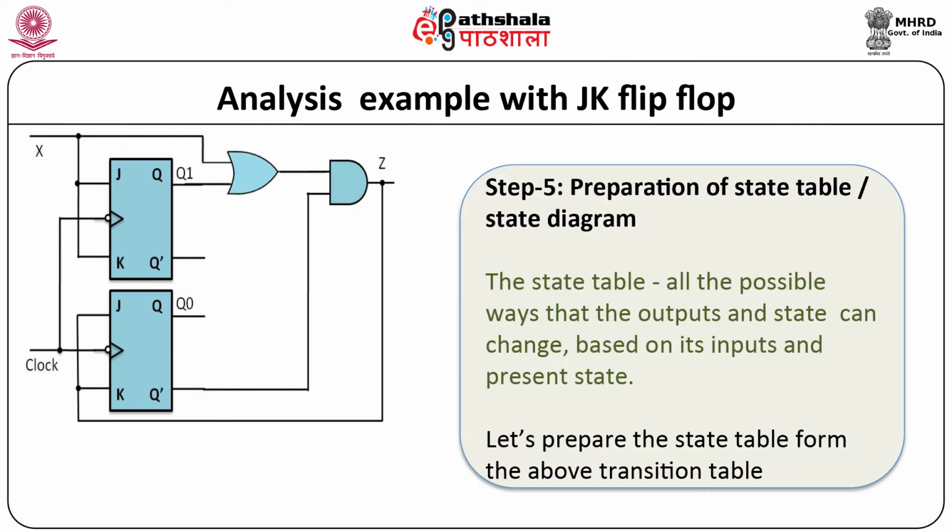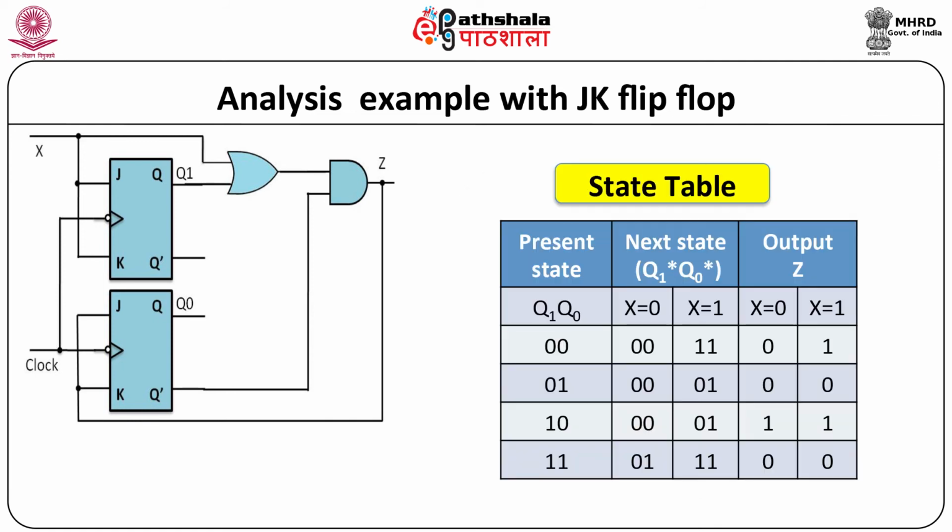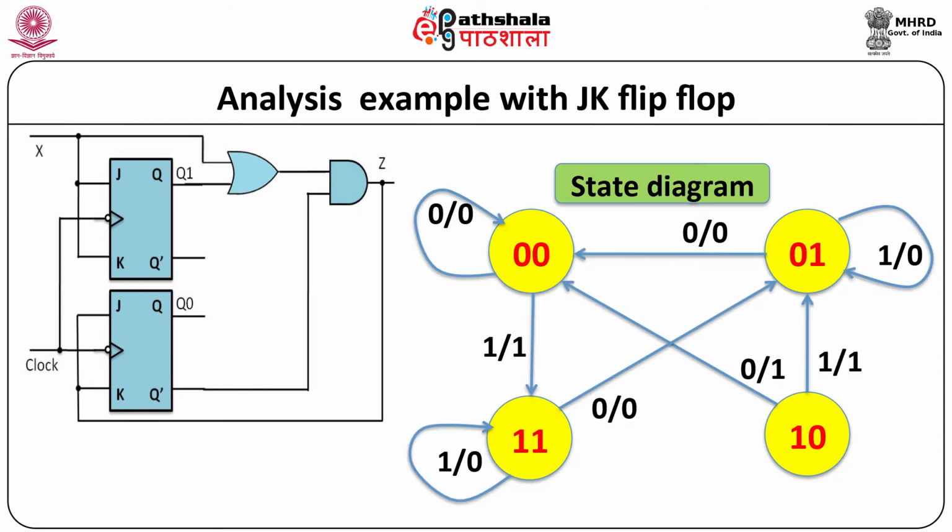Let us come now to step number 5, wherein we prepare the state table and state diagram. The state table shows all possible ways that the outputs and states of a sequential circuit can change based on its inputs and present state. Let us now prepare the state table from the above transition table by just removing the flip flop inputs. State diagrams are an alternative way of showing the same information given by the state table. So, let us prepare the state diagram as well.